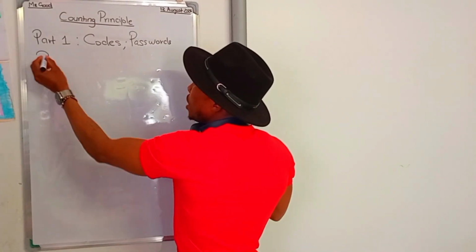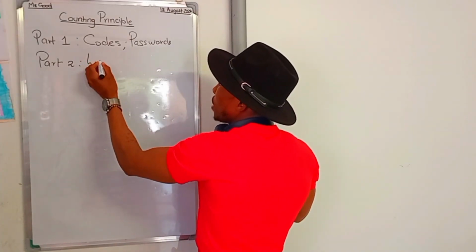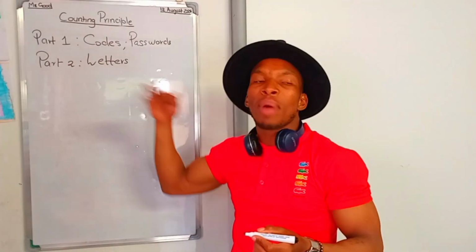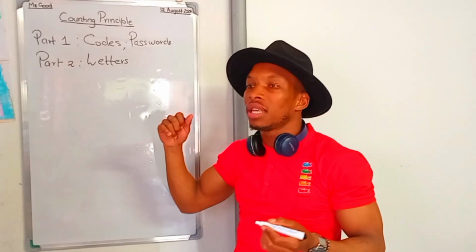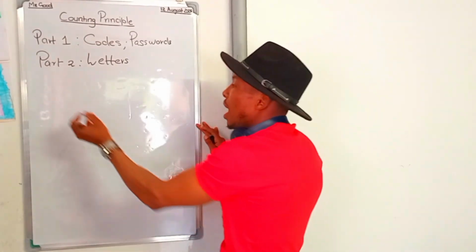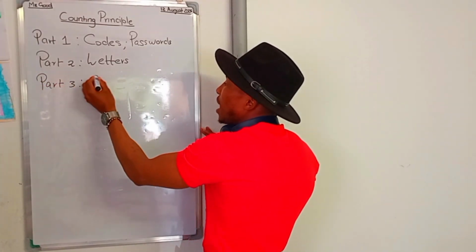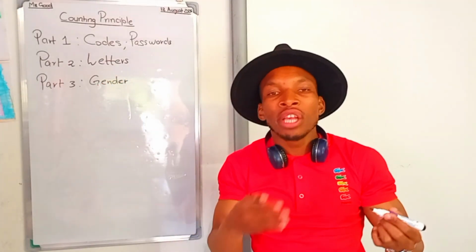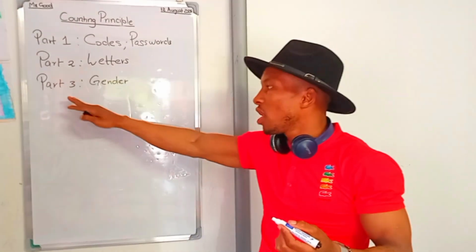Part 2 is whereby we are going to look at the arrangement of letters. Here on part 2 is to know how to arrange the letters as well as the treatment of letters. That is falling under part 2, and then we have part 3. Part 3 is whereby we look at gender, the number of boys, the number of girls, and the arrangement of people sitting on chairs.